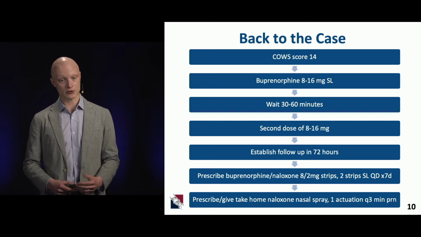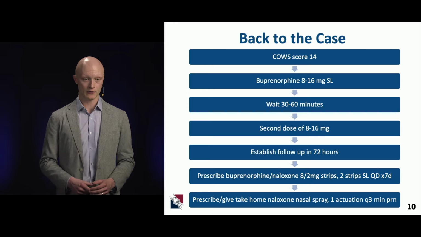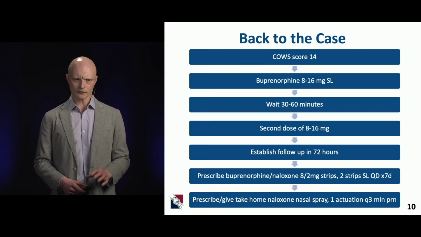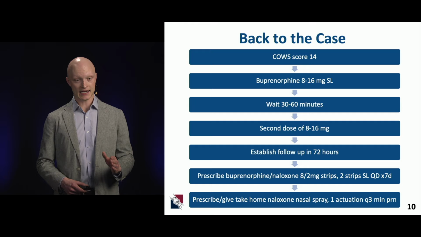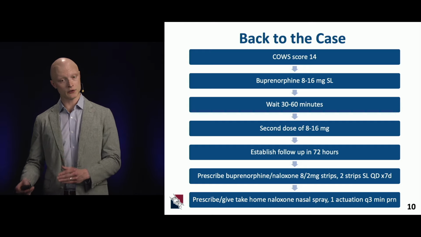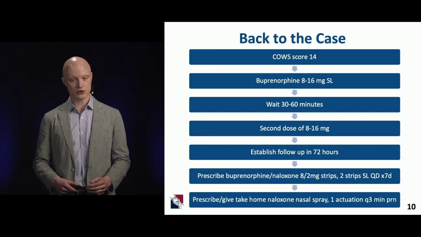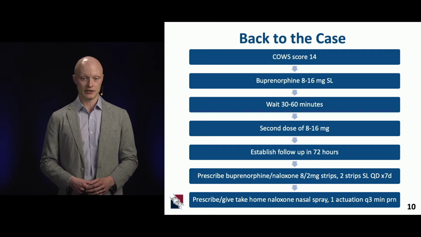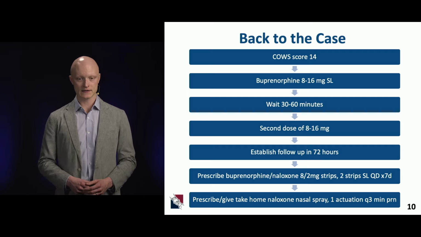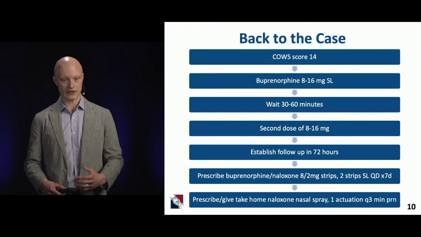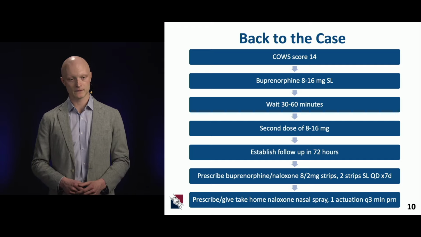Number 2, you should prescribe them buprenorphine naloxone or Suboxone. The most common dose is the 8 milligram buprenorphine combined with the 2 milligram naloxone strips. They should take 2 strips every day, and you can prescribe them for about 7 days. That's a reasonable amount until they can make it to their follow-up appointment.